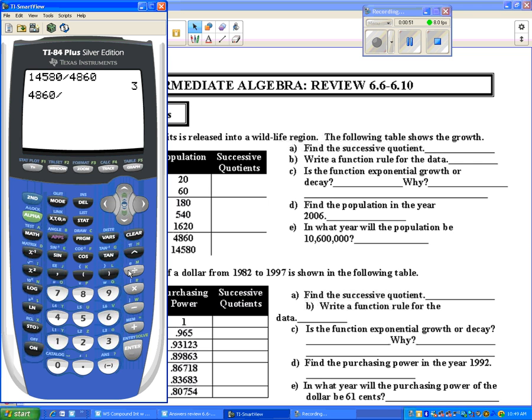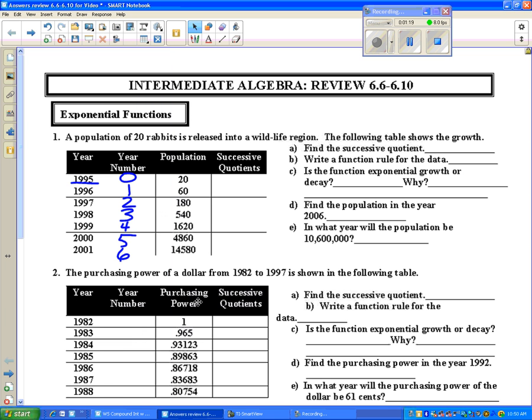4,860 divided by 1,620, and I get 3. 1,620 divided by 540, and I get 3. 540 divided by 180, and I get 3. 180 divided by 60, and I get 3. 60 divided by 20, and again I get 3. So my successive quotient is 3 all the way down or 3 all the way up, however you want to do it. But my successive quotient is 3.